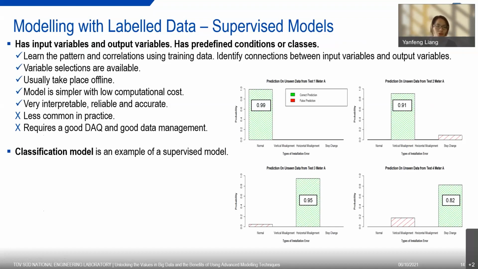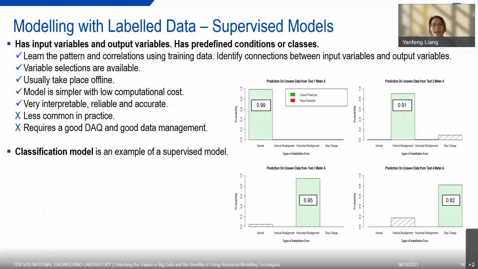Next, we expose it to 3 different types of error condition. The first one is where we deliberately set up the meters in a vertical misaligned format. The second one is in a horizontal misaligned format. The third one is where we introduce a step change. Because we have information on which condition those data was collected in, we can benefit from using a supervised machine learning model.